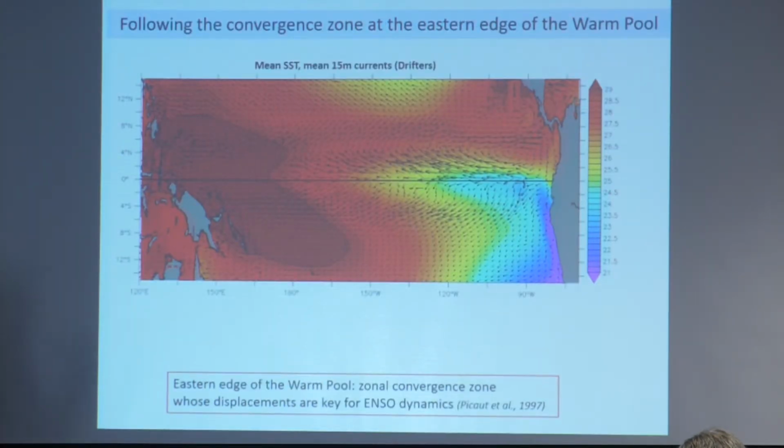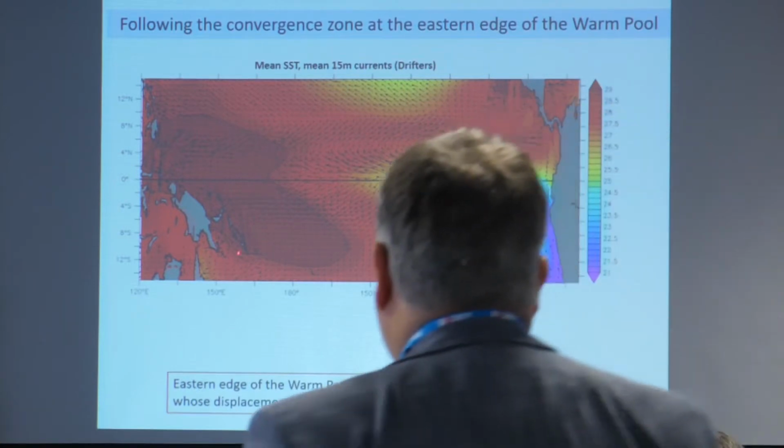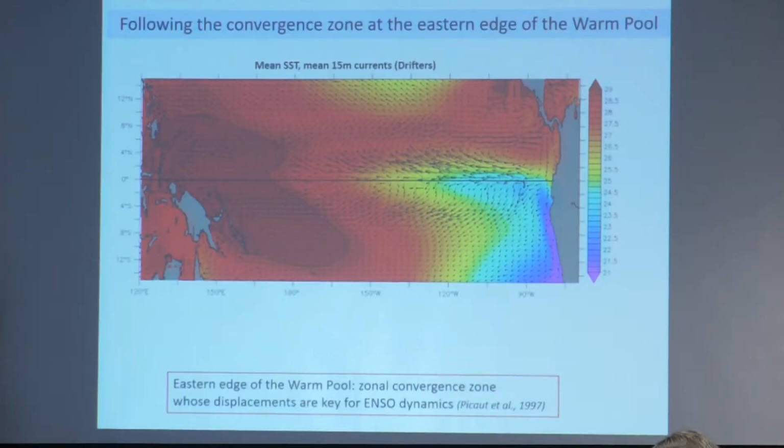Okay, let's now move to another region, which is the Warm Pool Eastern Edge. I think that everyone knows what the warm pool is. It's this huge region, larger than Europe, with waters warmer than 29 degrees. So it's the heat engine of the regions. And its eastern edge at the equator, we don't see that quite well, is a region of zonal convergence.